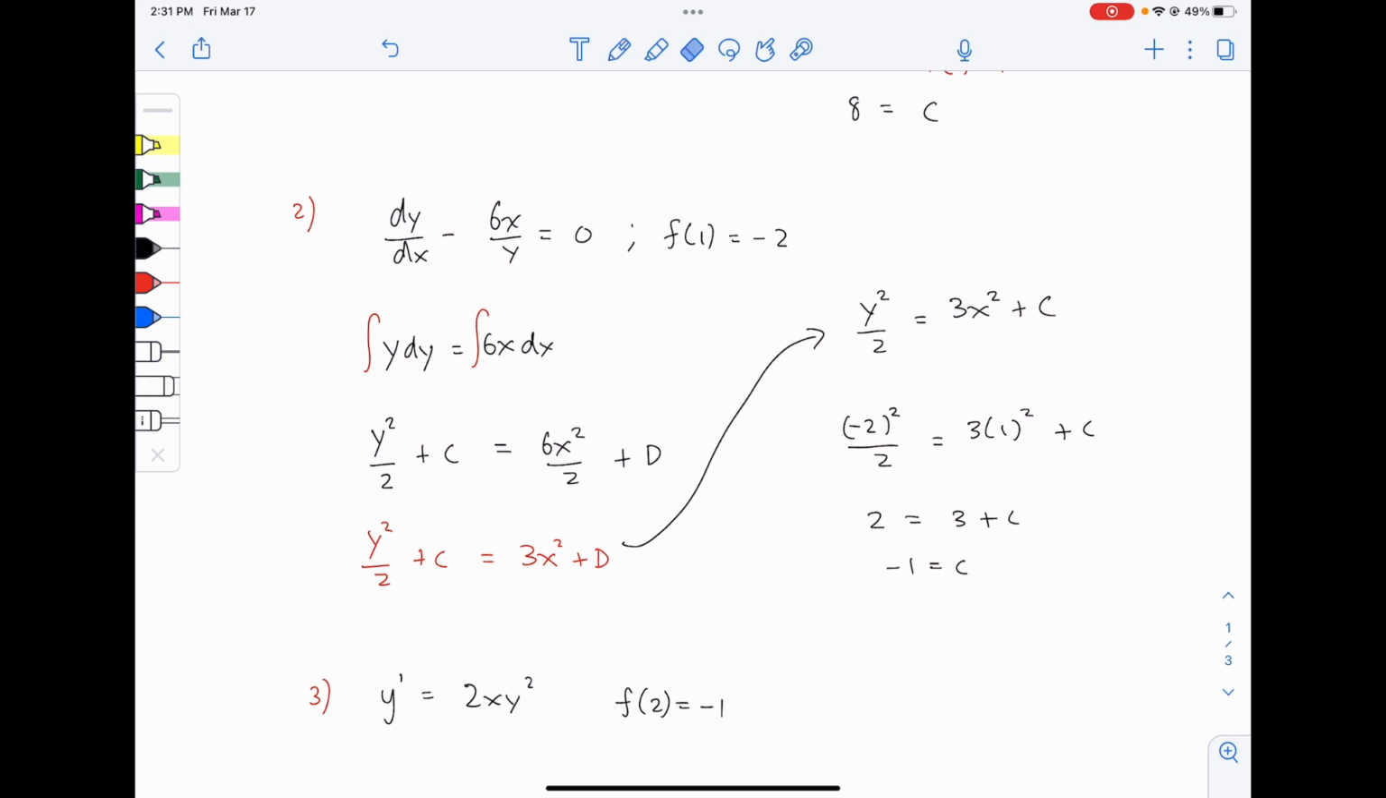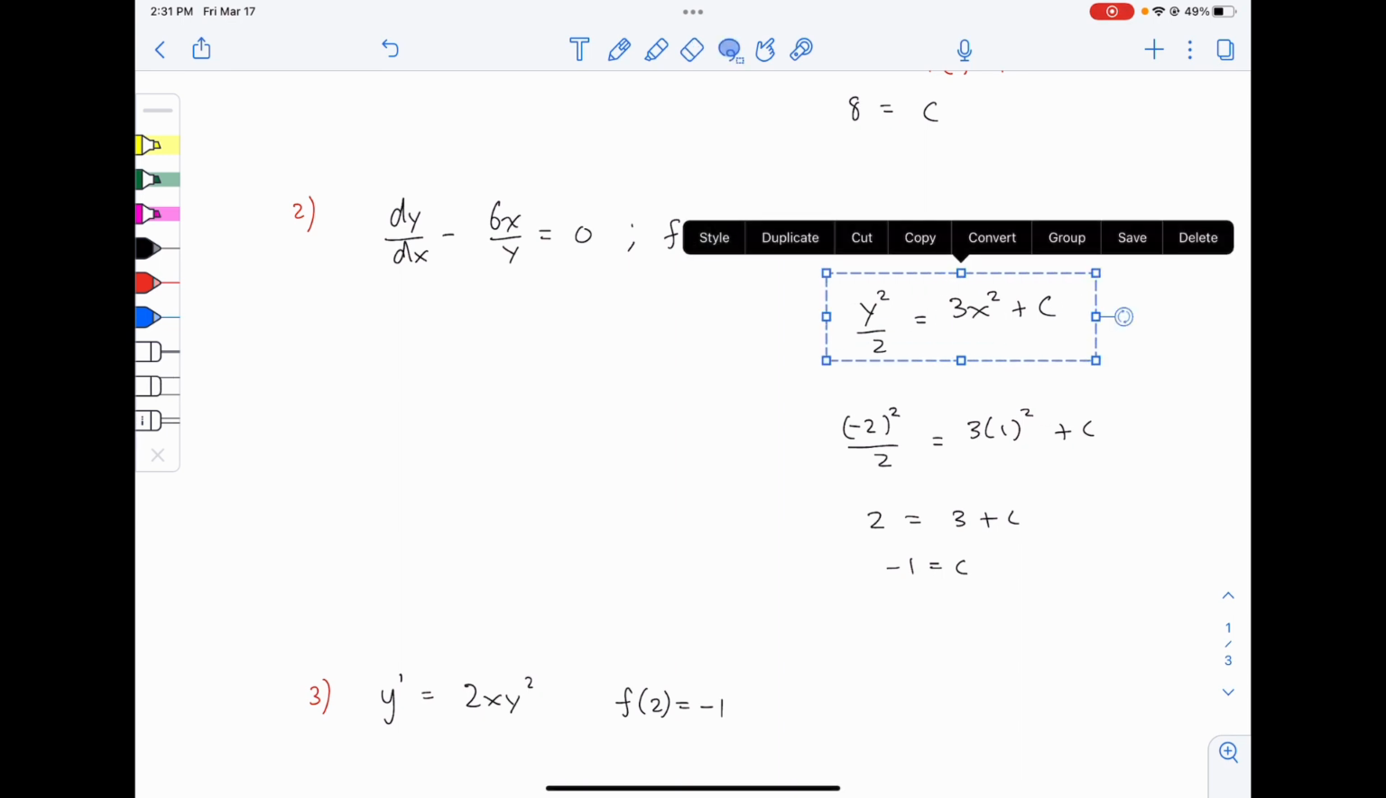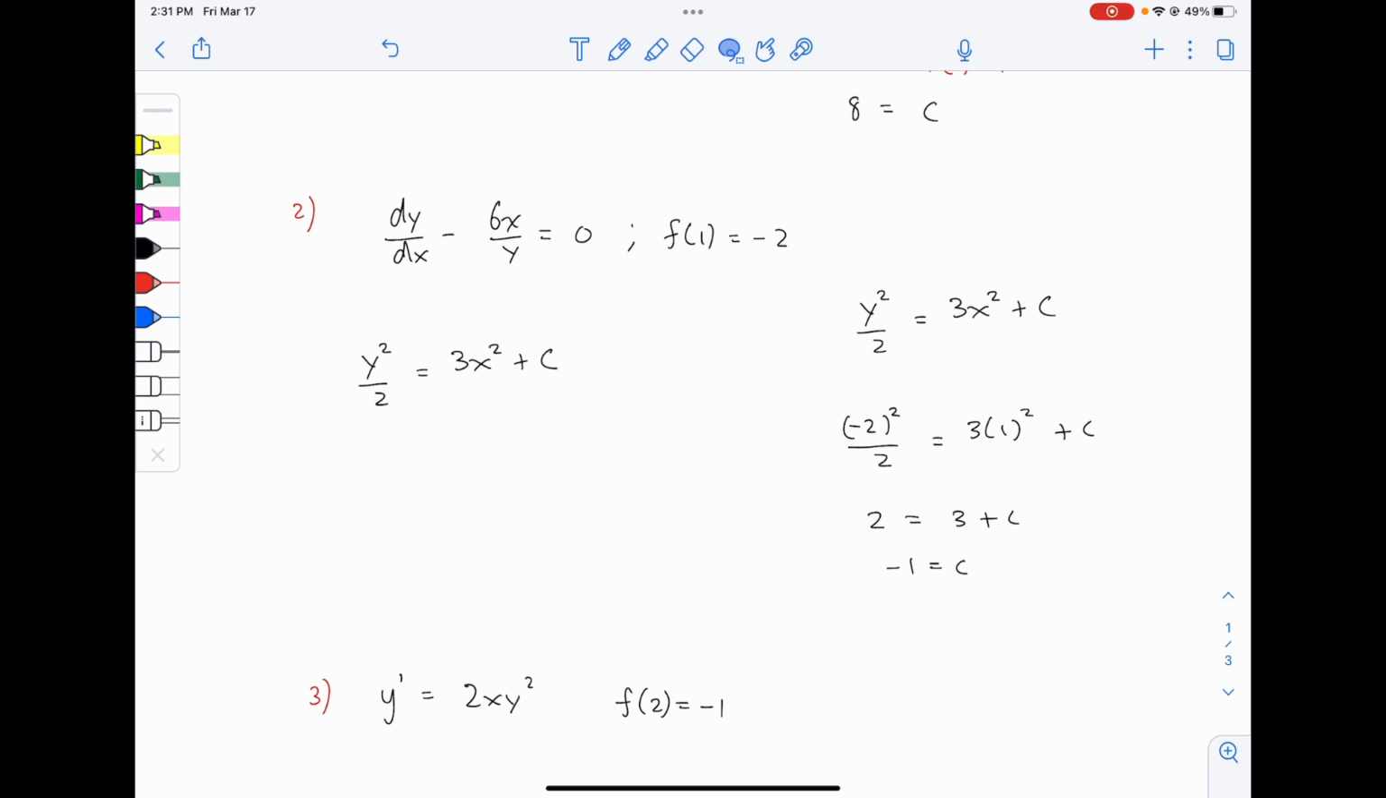Now that we have this, let me go ahead and erase some of the stuff. Remember, you can pause and rewind and rewatch some of this. So if I'm going too fast, you can always just review it again. y squared over 2 is equal to 3x squared minus 1, since c is negative 1. And now I'm going to multiply both sides by 2. So y squared is equal to 6x squared minus 2.